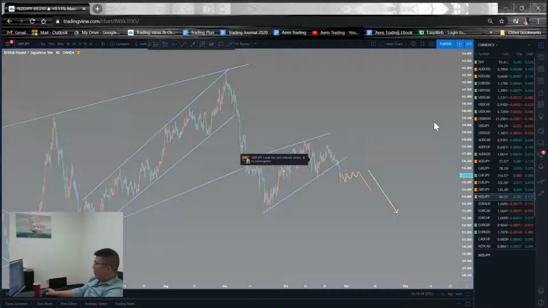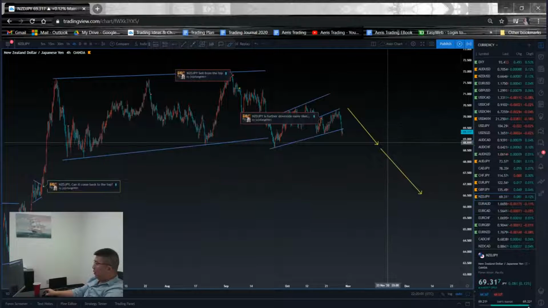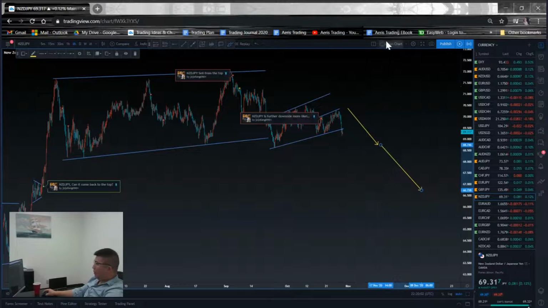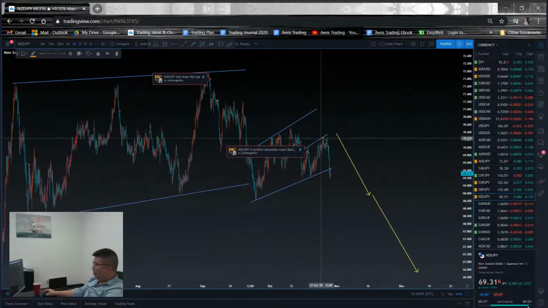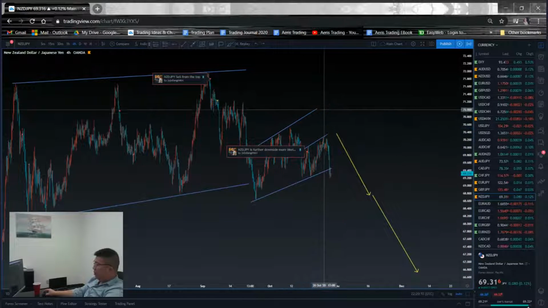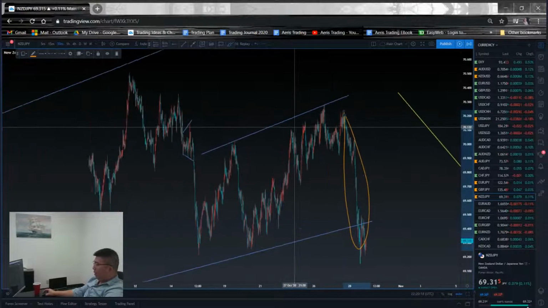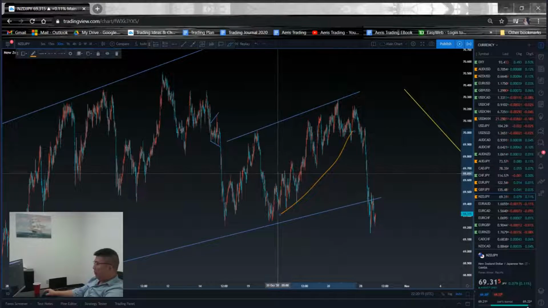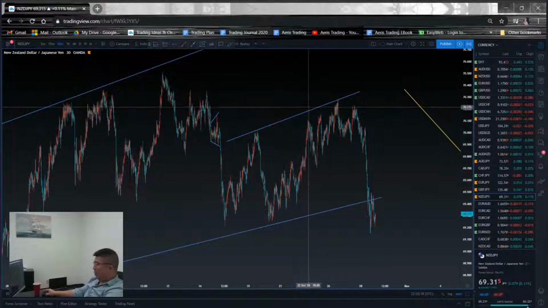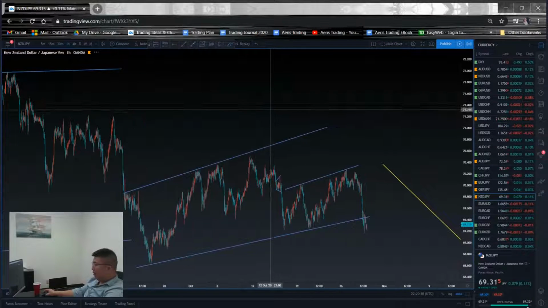The last one is Kiwi Yen. So Kiwi Yen, similarly, originally I was looking at a potential push to the upside, but on the lower time frame we see that impulsive move. I think some of you guys were talking about this in Telegram, that maybe you got in as well. So very good on you guys for sticking to your plan, right?